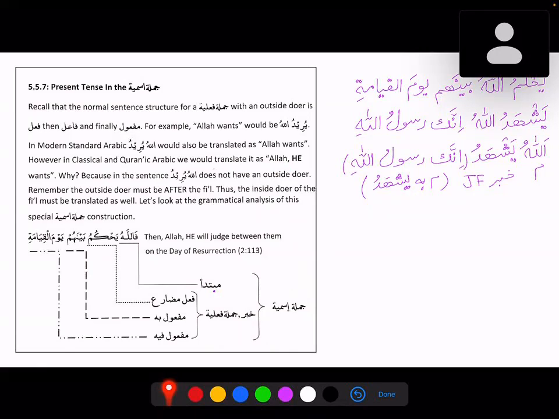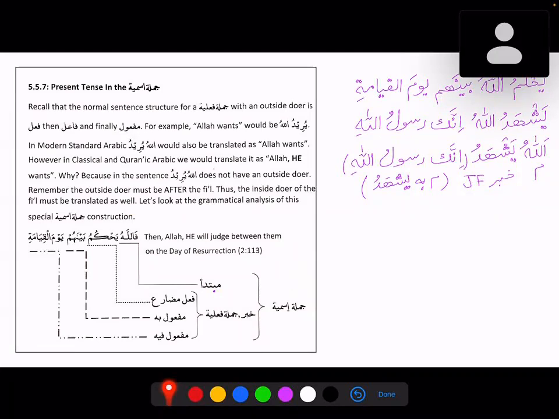Why? Because the sentence Allahu yuridu does not have an outside doer, right? Because the outside doer should be after the fail, not before. Over here, the word Allah is before the fail, not after. In the earlier example, it was the outside doer because it was after the fail. Remember, the outside doer must be after the fail. Thus, the inside doer of the fail must be translated as well.